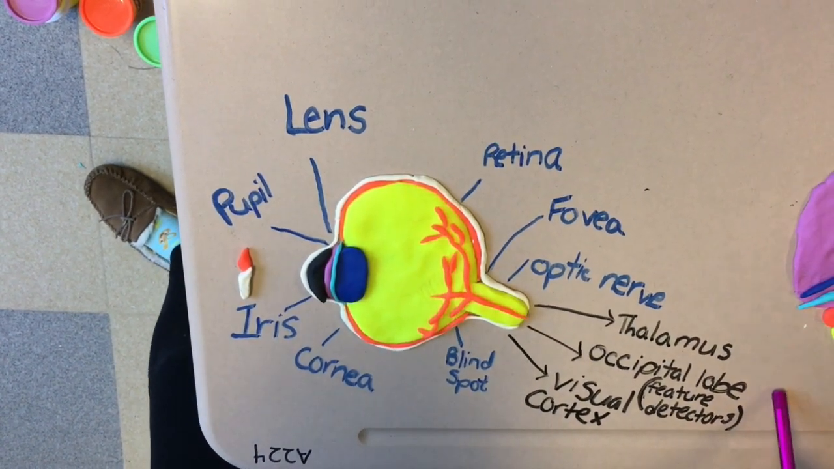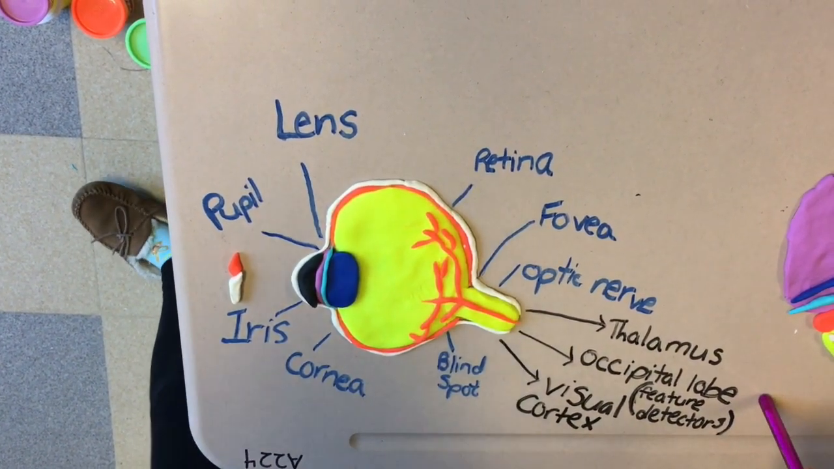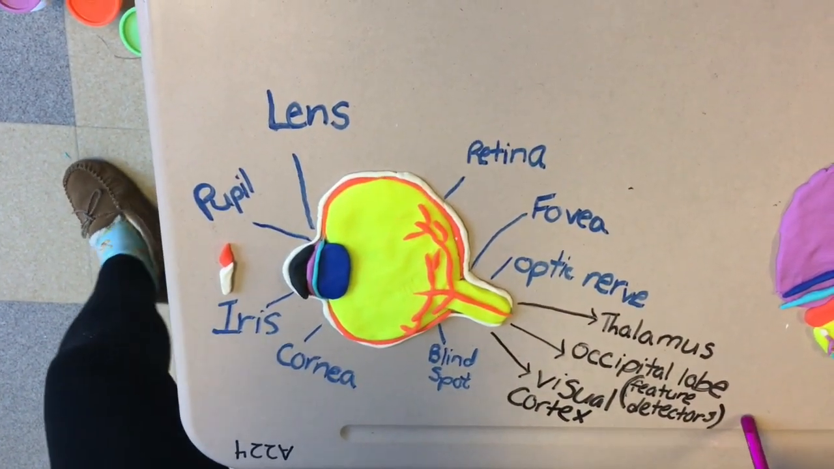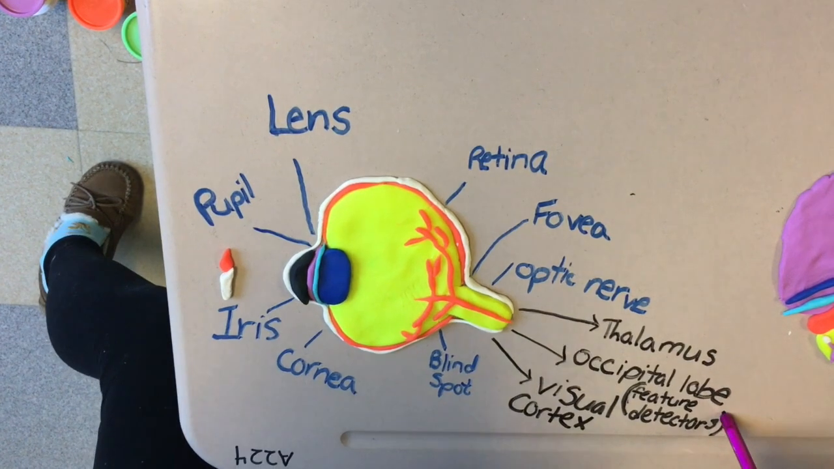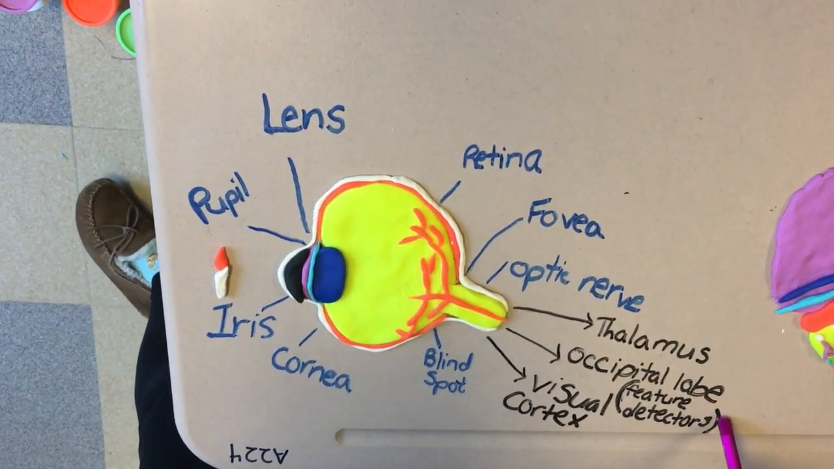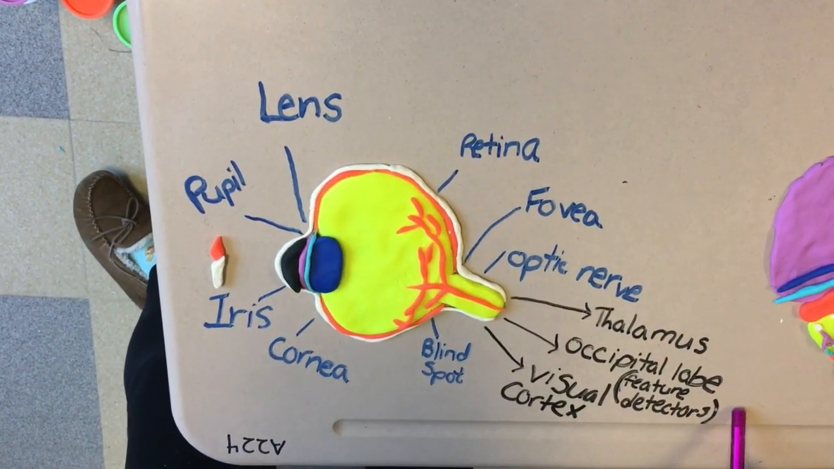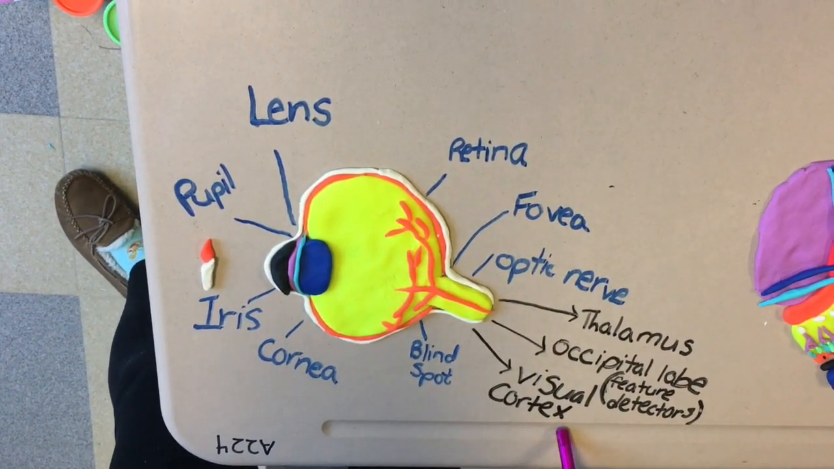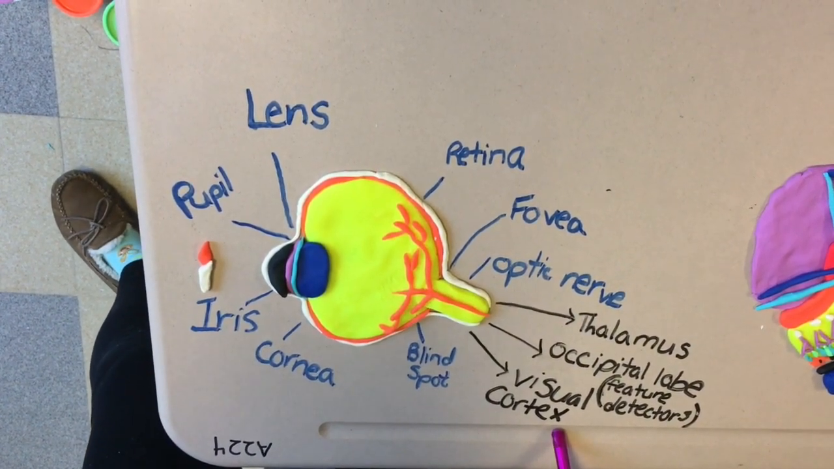The occipital lobe is one of the four main lobes located in the cerebral cortex, and it serves as the visual processing center of the brain. Feature detectors are on top of the occipital lobe. They are nerve cells in the brain that respond to specific features of the stimulus, such as shape, angle, or movement. The visual cortex is part of the cerebral cortex that receives and processes sensory nerve impulses from the eye.